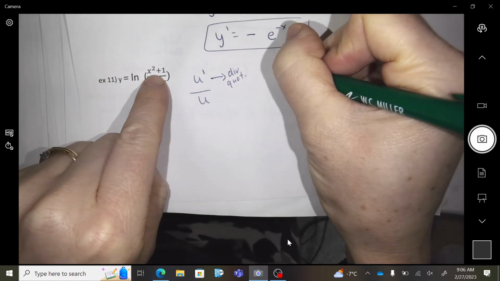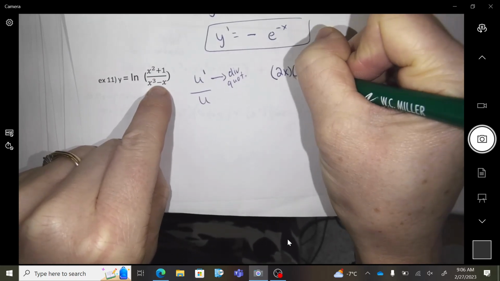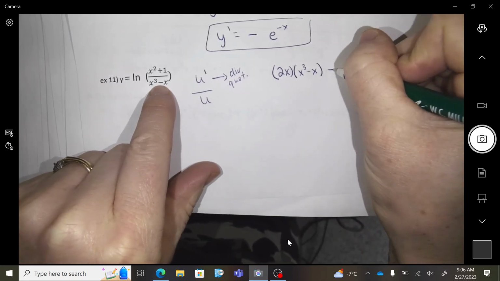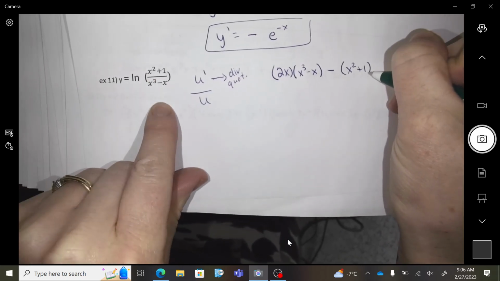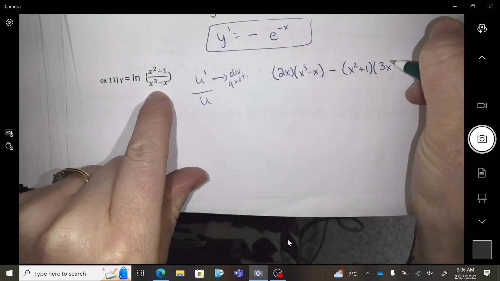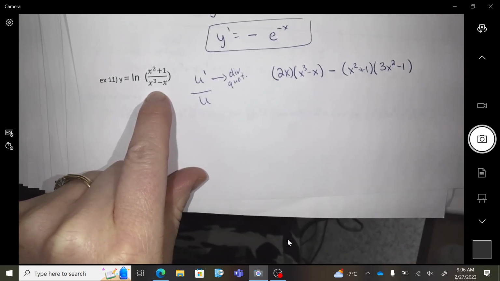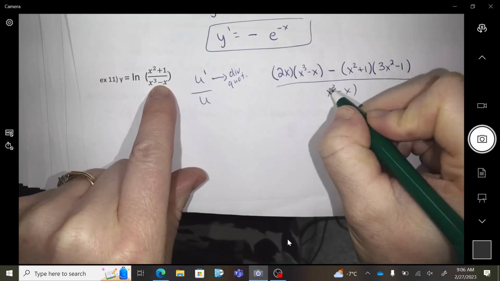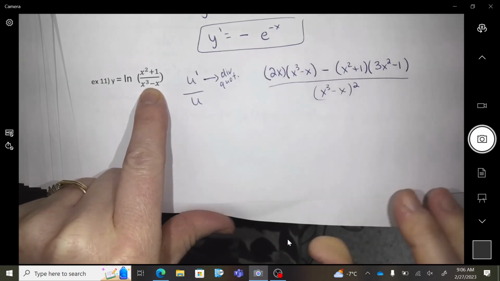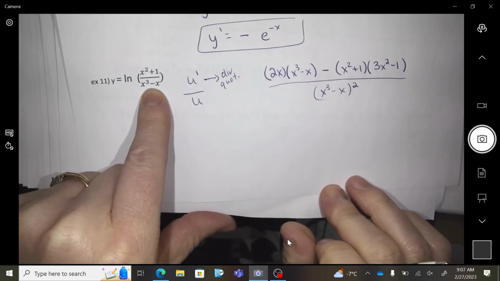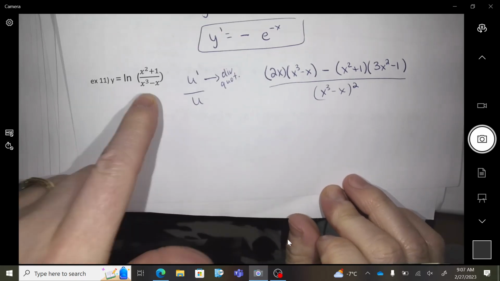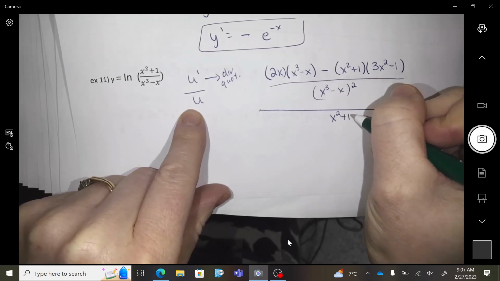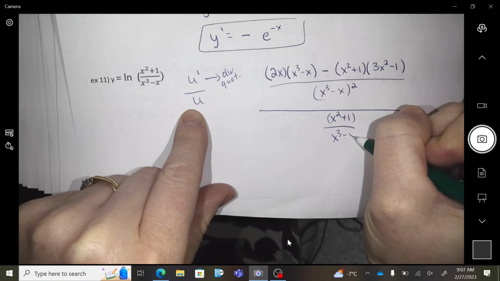Derive this top 2x times original bottom. Subtract original top, derive bottom. Over original bottom squared. Now, that's just u prime. So we still have to divide it by u.